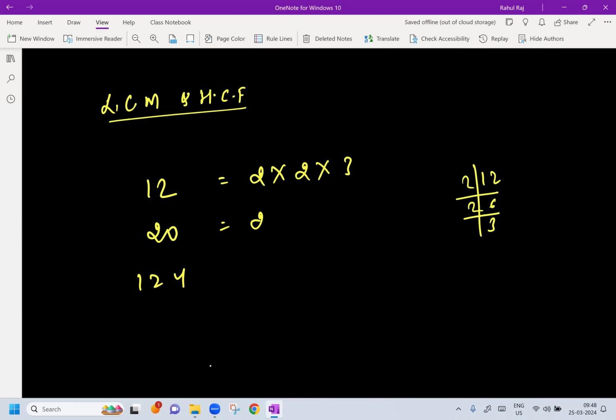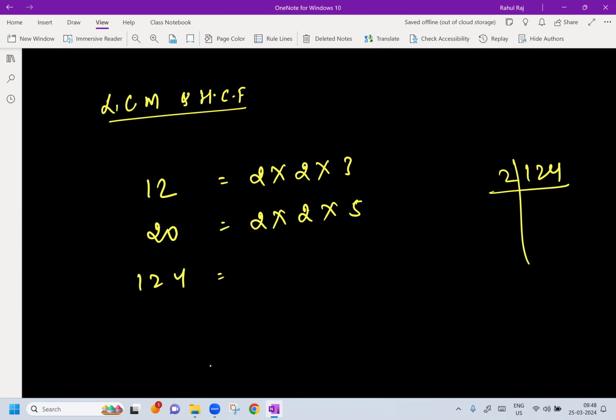20 is nothing but 2 cross 2 cross 5. And 124 is what, Alexa? We are just supposed to convert into prime factor form. 2 cross 2 cross 31, because 31 is a prime number. We can't go below 31 at all, right? So what do you mean by HCF, Alexa?